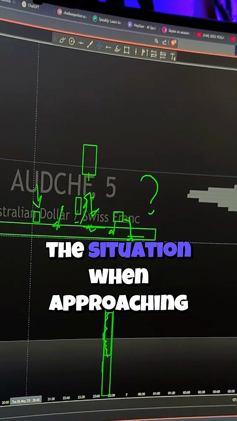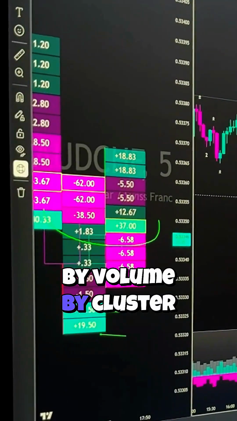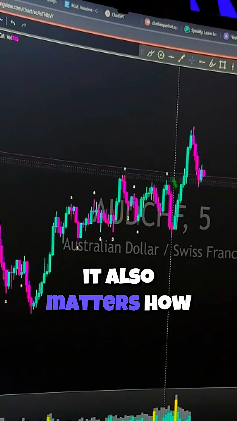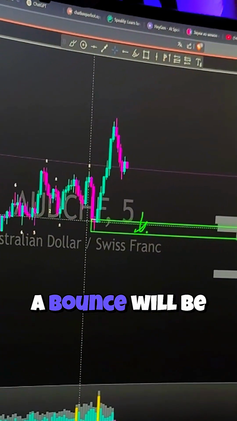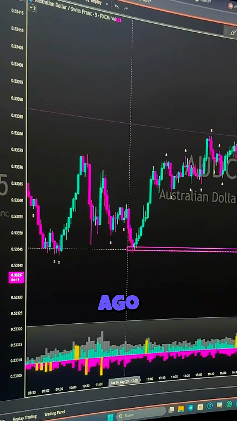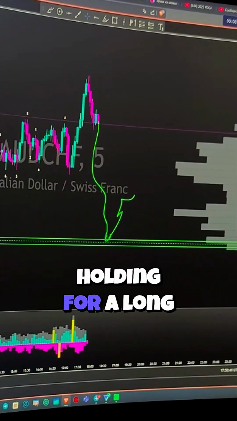That's the simplest approach. The situation when approaching and the situation on a pullback are evaluated by volume, by cluster, and by the candlestick. It also matters how long ago the price made that low. If it was made recently, accordingly, the probability of a bounce will be lower. If that low was made some time ago, then the probability of a bounce from it will be higher. Because the stop has been holding for a long time.